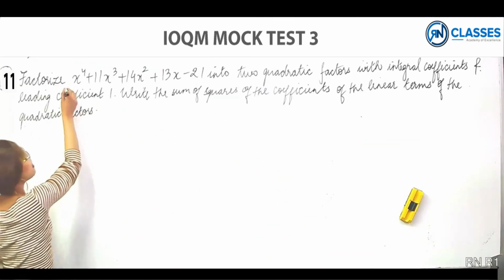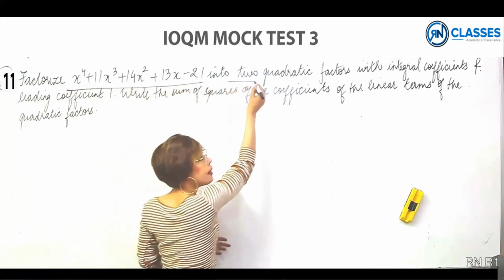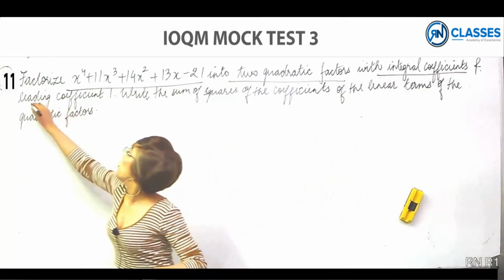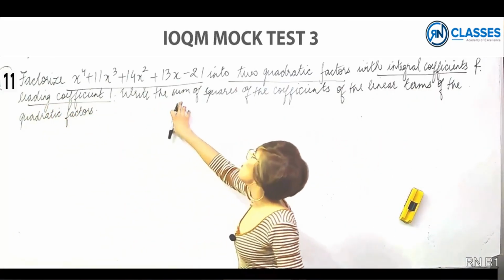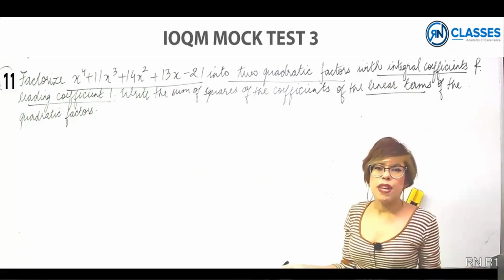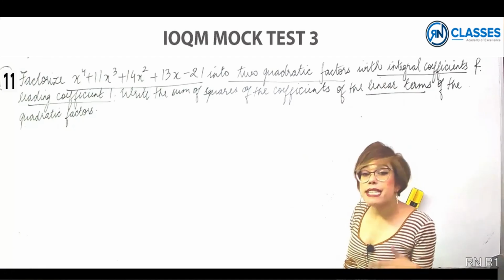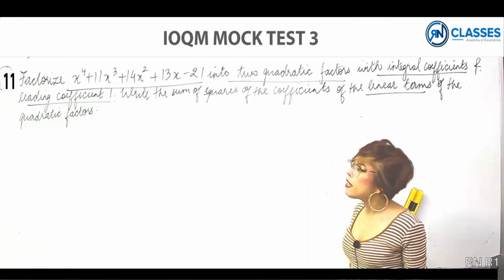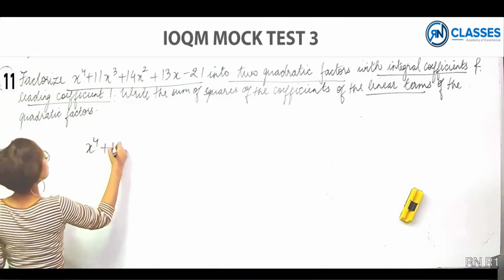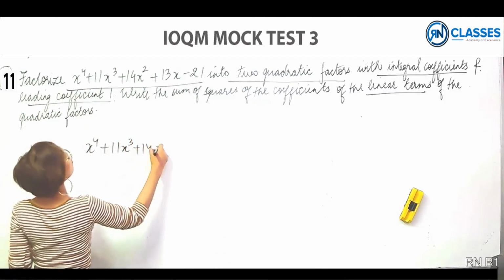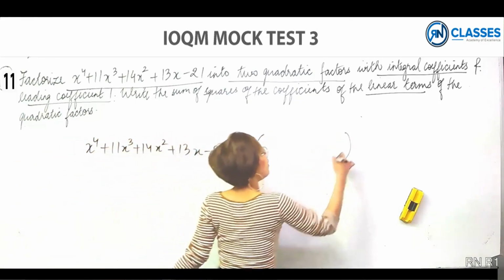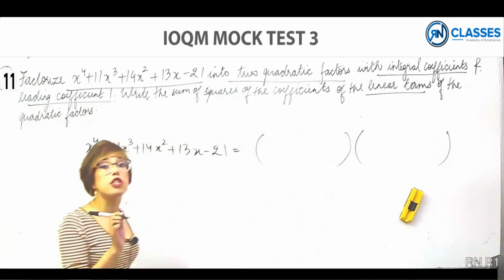He says factorize this polynomial into 2 quadratic factors with integral coefficients and leading coefficient equal to 1. Okay. Write the sum of squares of the coefficients of the linear terms of the quadratic factors. Now he is talking about the linear terms of the quadratic factors. If I can guess the quadratic factors, I can find the answer. Right? Now, I need to factorize this: x raised to 4 plus 11x cubed plus 14x squared plus 13x minus 21 into 2 quadratic factors. And leading coefficient is 1.